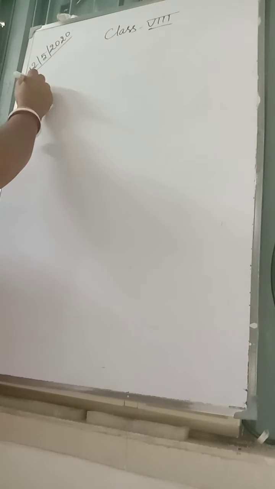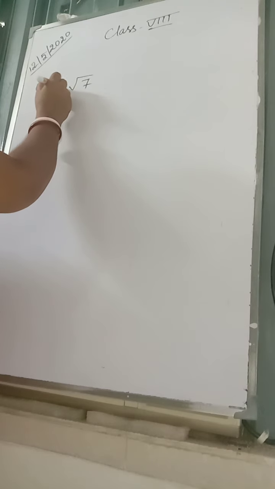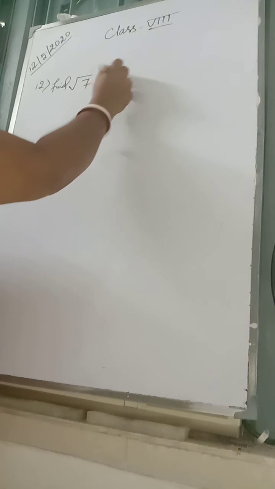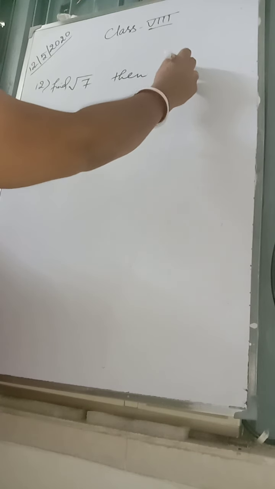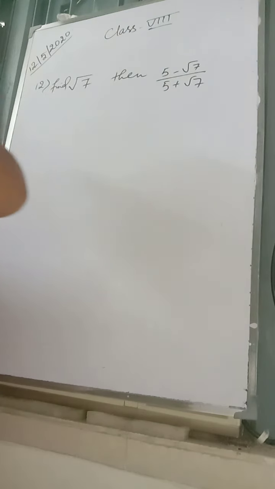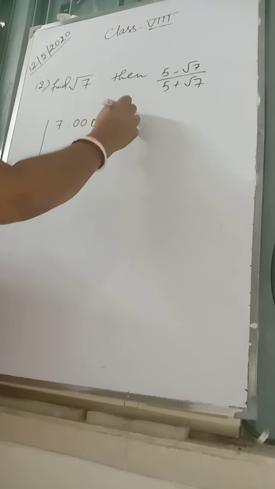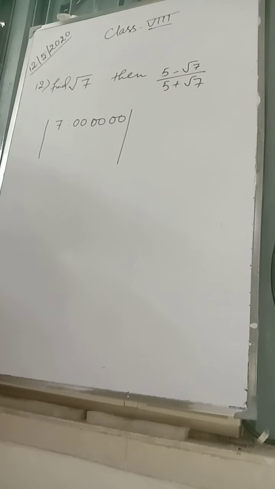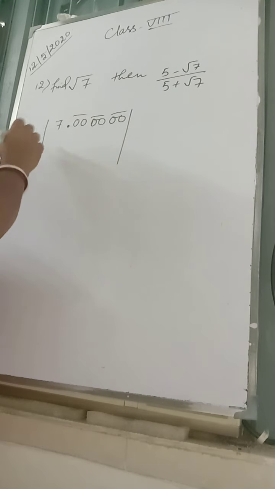Question number 12. Under root 7 find, then 5 minus root 7 by 5 plus root 7. Now root 7 we have to get the value correct to 2 decimal places, so we have to find 3 decimal places, so I have given 3 pairs of zeros, is it? This is the way to get it.